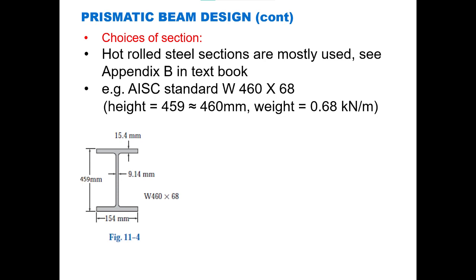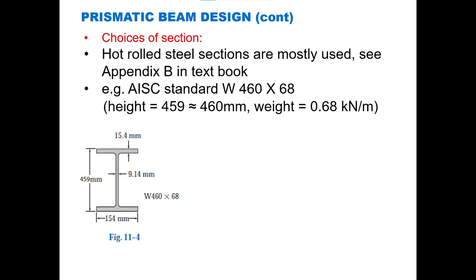AISC, American Institute, has standards. W460 times 68 is shown like this. Height is 459, okay. End to end height is 459, approximately 460, right? The 1 mm missing will be due to the material. Sometimes they cannot get a very clear cut dimension. So around this value it will be designed, and the weight is equivalent to 0.68 kilonewton per meter. When I say 0.68 kilonewton per meter, you are able to imagine the value.